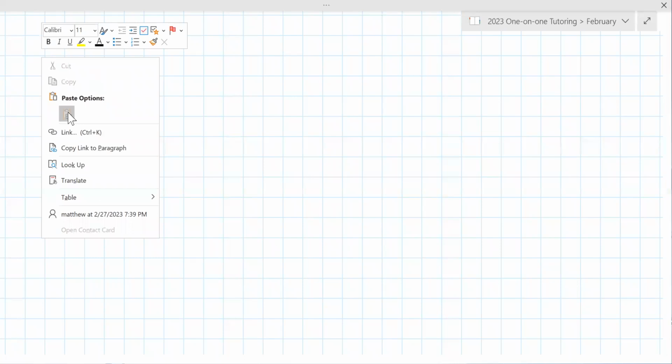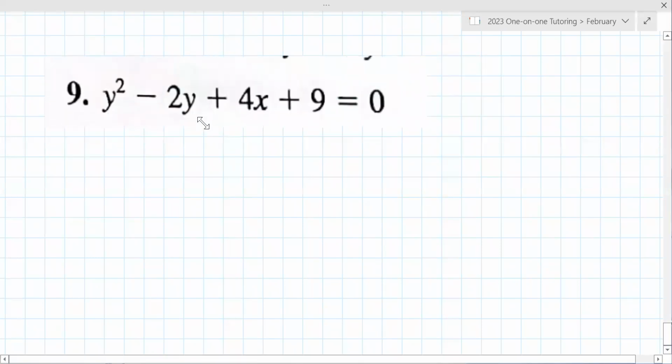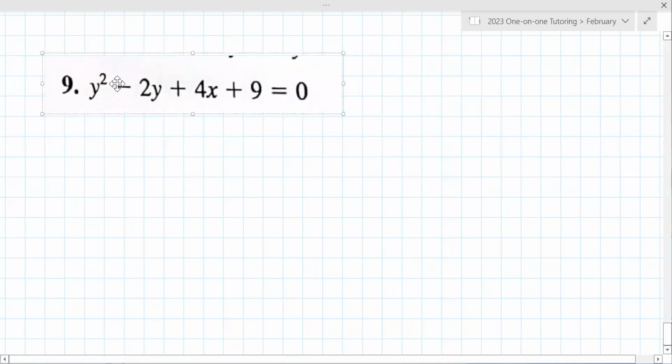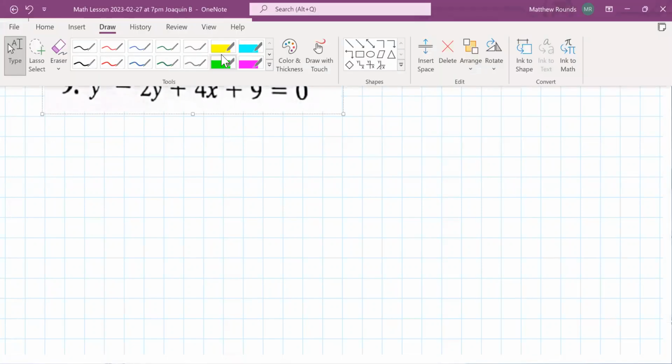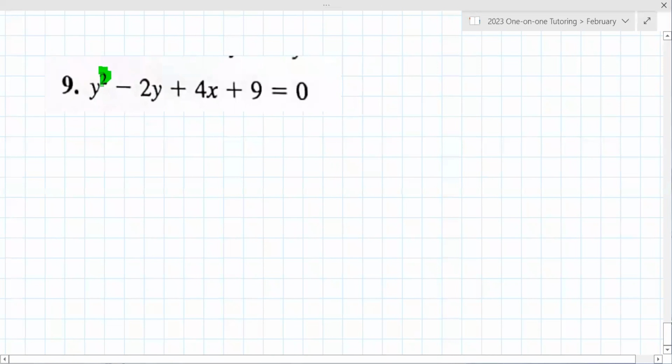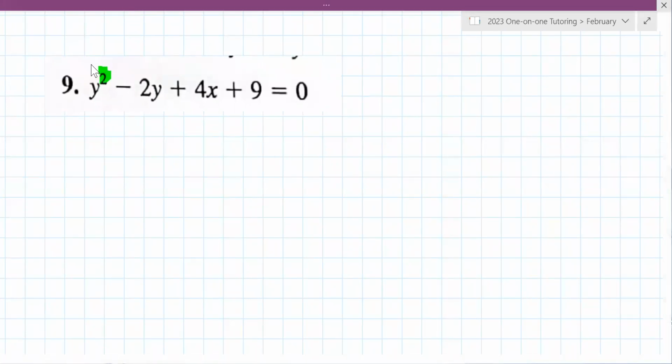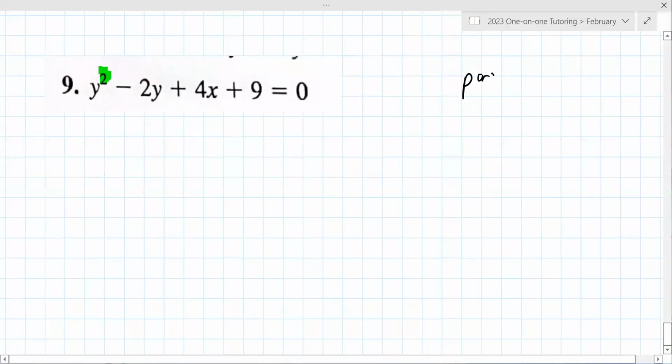All right, number 9. So one of the things you might notice pretty quickly about number 9 is that only one of them is squared. So when you see that only one is squared, that means that it's a parabola. And we don't know whether it's the up or the sideways one, but we will shortly. I mean, you do know because of this y, but you at least know that it's a parabola.